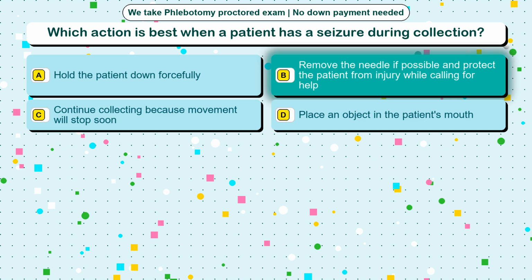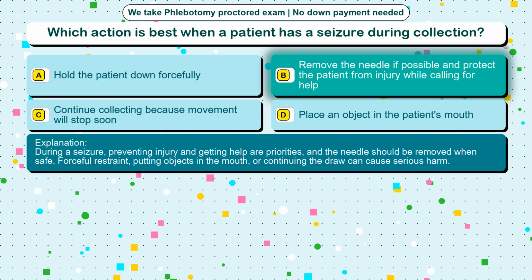The correct answer is option B. Remove the needle if possible and protect the patient from injury while calling for help. During a seizure, preventing injury and getting help are priorities, and the needle should be removed when safe. Forceful restraint, putting objects in the mouth, or continuing the draw can cause serious harm.